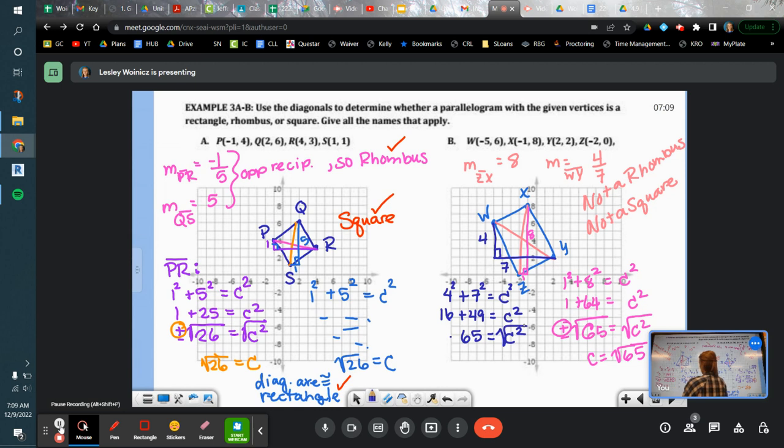Square root, we have 2 solutions. We just want the positive one. And we get c is root 65. So our diagonals are congruent. This is a rectangle. It is not a square. It is not a rhombus, but it is a rectangle. Okay, we're done.